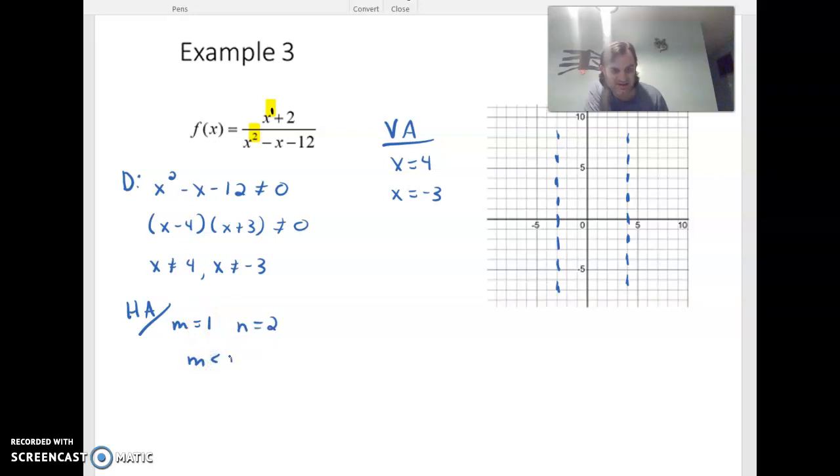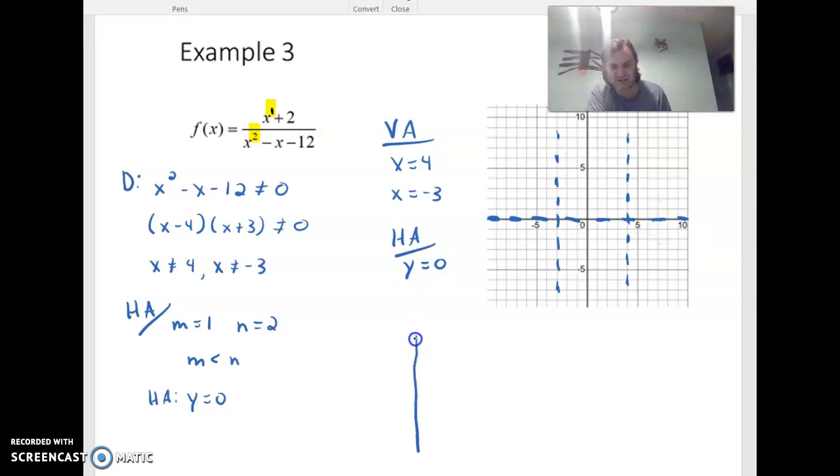M is less than n. 1 is less than 2. So that means my horizontal asymptote is 0. So go back and look at those three choices we have when dealing with horizontal asymptotes. And also remember, if we have a horizontal, we can't have an oblique, so I don't need to check that. So I'm going to plug in or draw out my y equals 0.